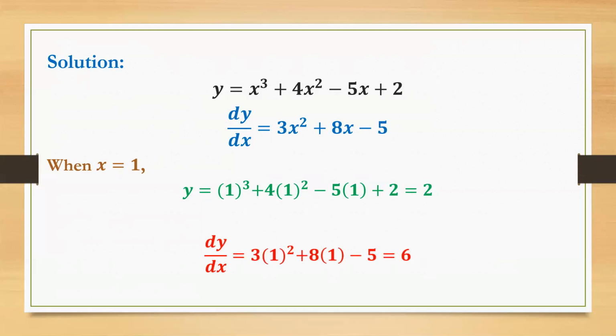So now I know the gradient. Remember, dy by dx gives the value of a gradient. So I know the gradient. I know 1 point, (1, 2), which lies on the line. So I can now find the equation of a tangent, as well as the equation of a normal.